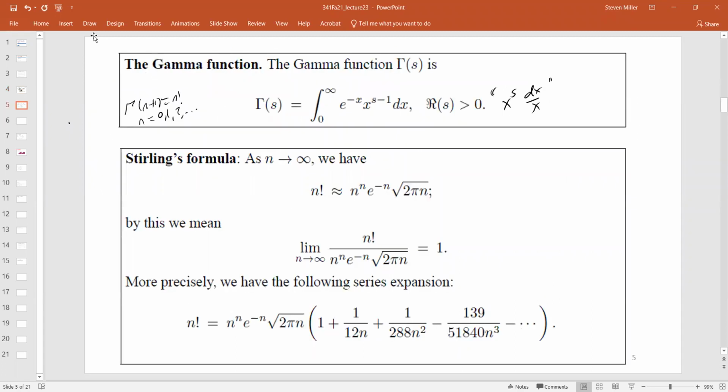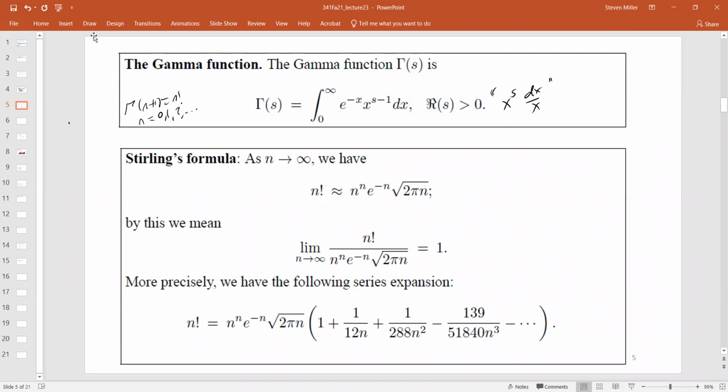Okay, so we talked a little bit about the gamma function before. The gamma function is a generalization of the factorial function. So gamma of n plus 1 is n factorial. We talked about why we would write it as x to the s minus 1. Why would you choose to define it with an s minus 1? Because it's often convenient to have dx over x. And because of that, we write it as an x to the s minus 1.